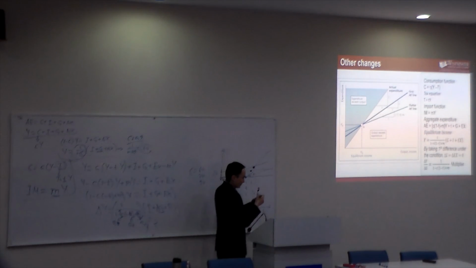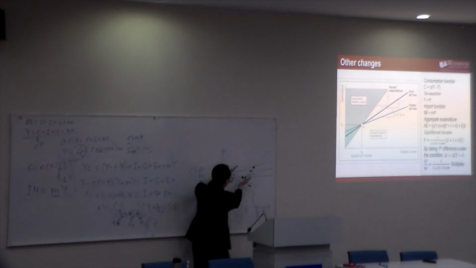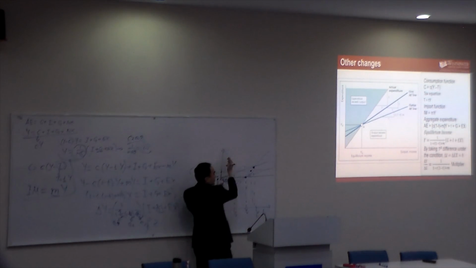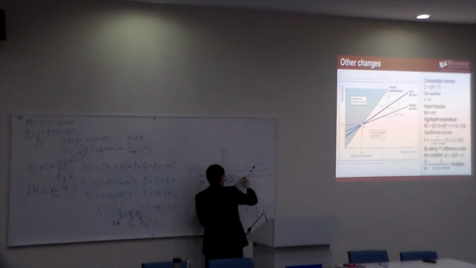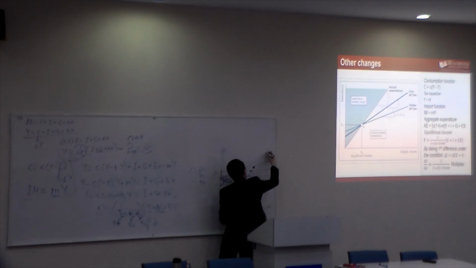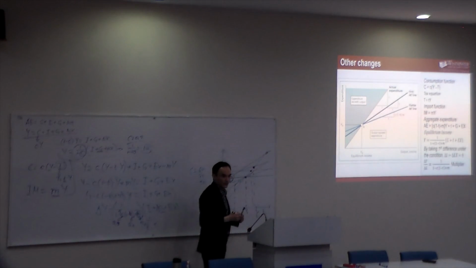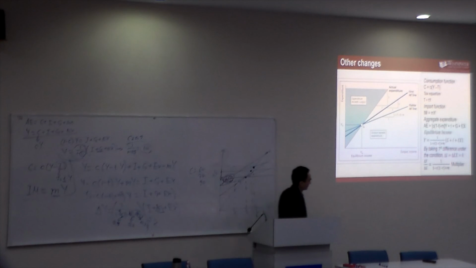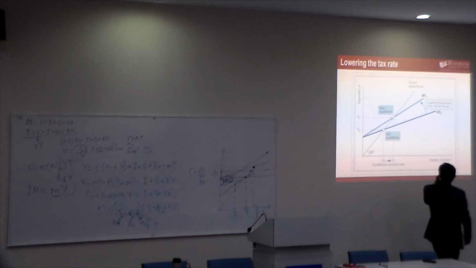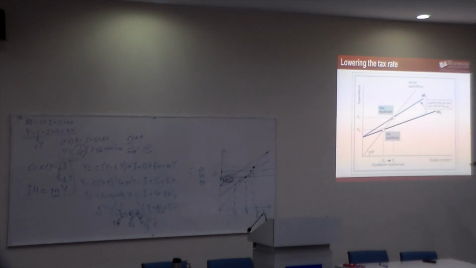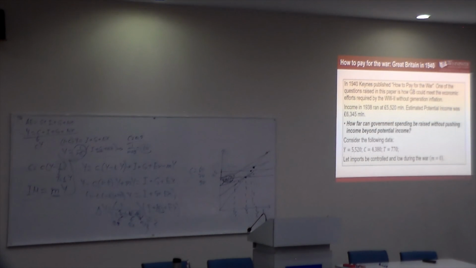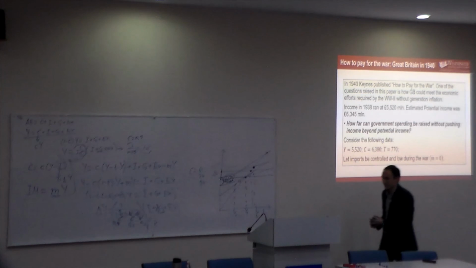So therefore it's better if it becomes steeper. If the tax rate is low, it will be steeper. Which means if it's going to be like this, any increase will make it even higher income. Okay? Higher. So this is in the case of lowering the taxes. Okay, good. For example, a real case.